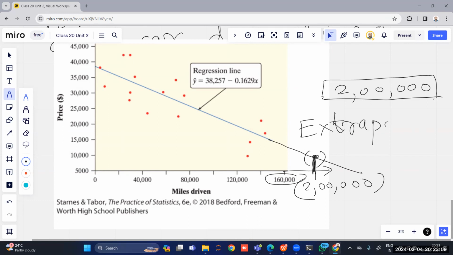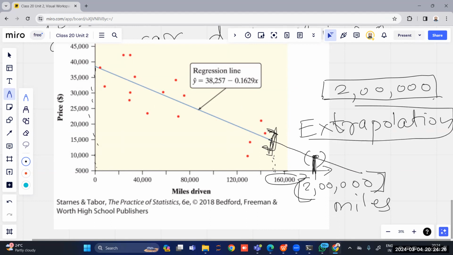Extrapolation means we are going beyond the limit of the data. The data that we had received had an upper limit near about 160,000 miles and a lower range of 0 miles. But we are going to 200,000 miles, which will be called extrapolation. When we go for prediction below or greater than the range, it is known as extrapolation. Did you get that, Zaid?